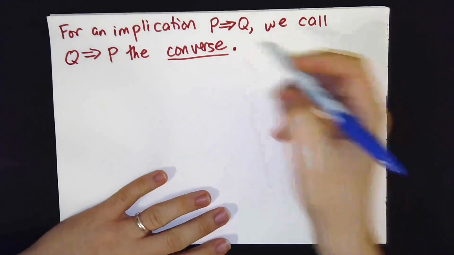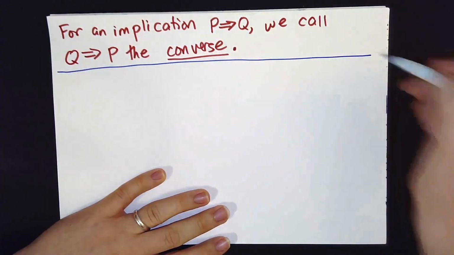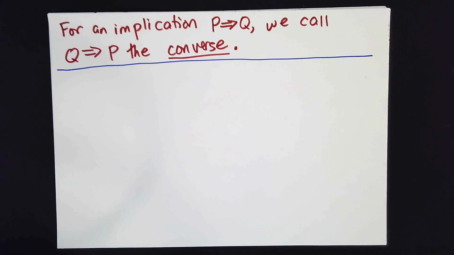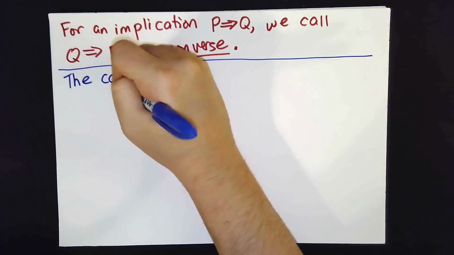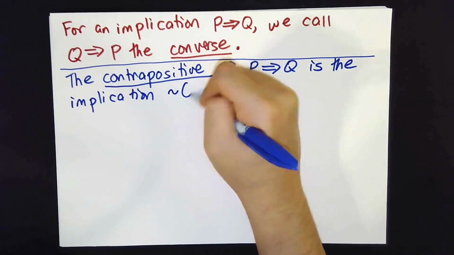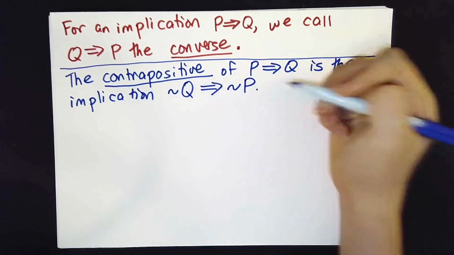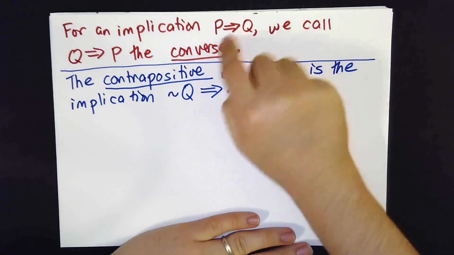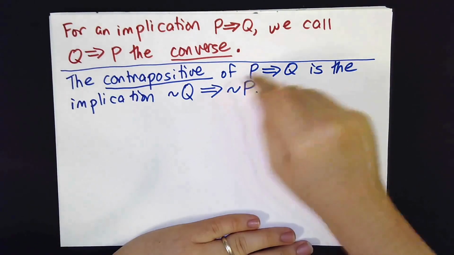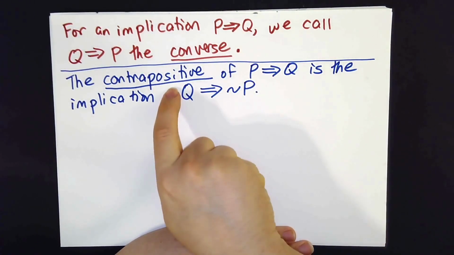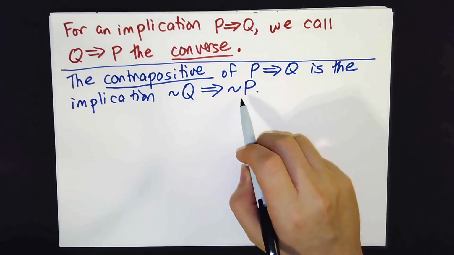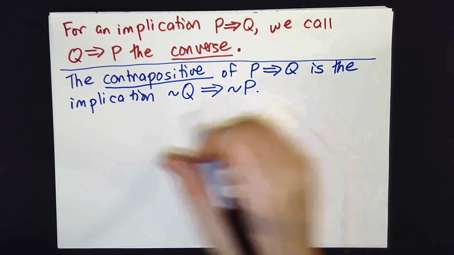In addition to the converse of an implication, we also have what's called the contrapositive of an implication. And the contrapositive of the implication P implies Q is the implication not Q implies not P. Now, the converse was a very natural thing to write down. You might wonder, why would anyone ever think to write this down? And the reason why someone would want to write this down is something we can discover by looking at the truth tables here.